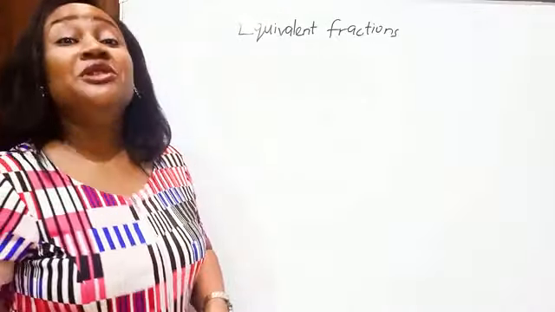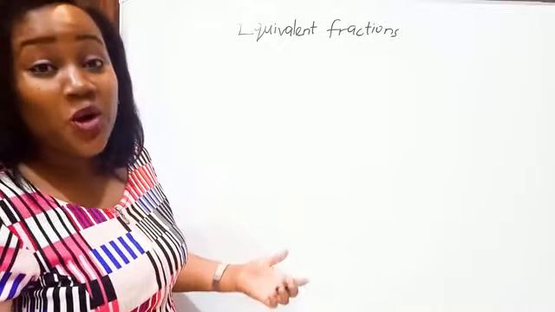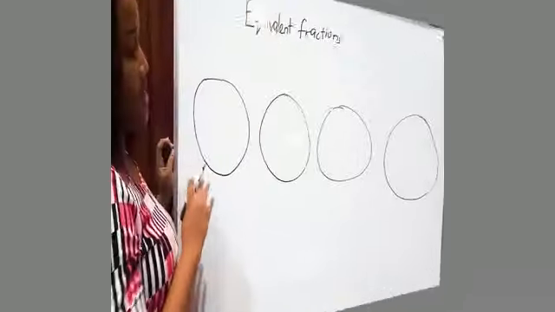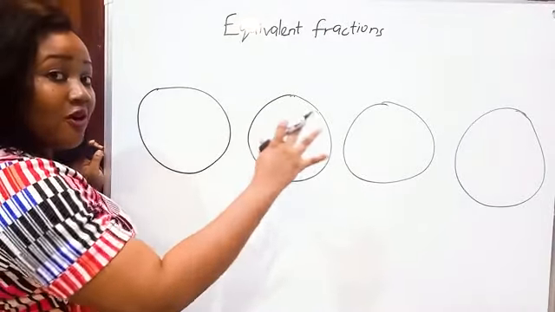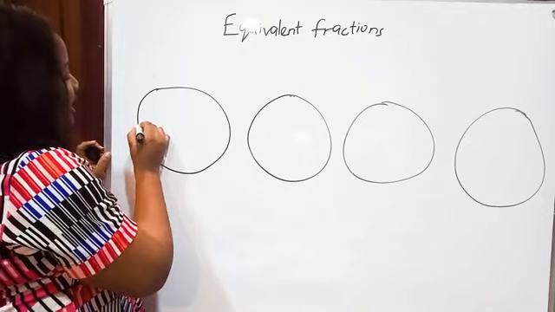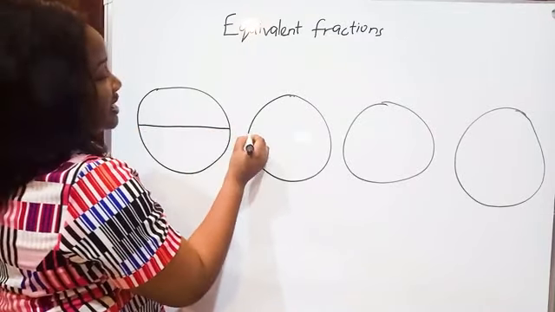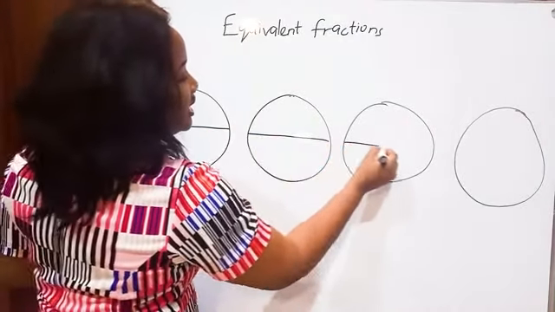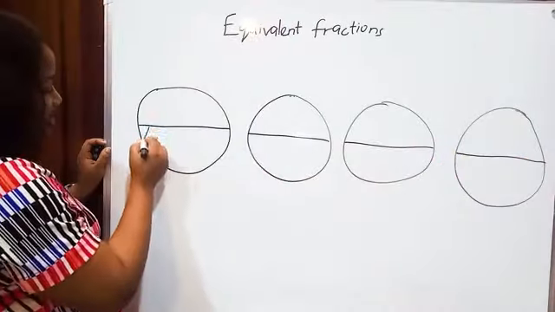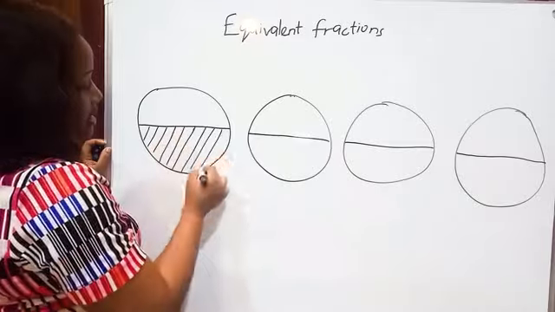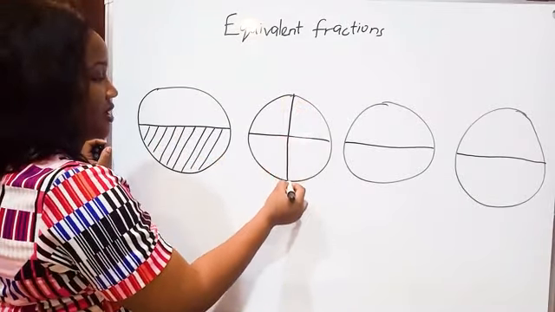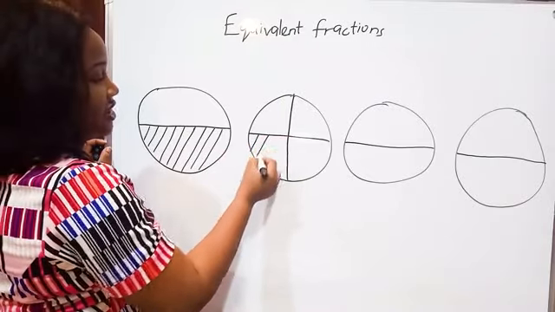Equivalent fractions are those fractions that are equal to each other. Let's take an illustration. Looking at this, you can see we have 4 circles. Now, I divide all the circle into 2, and I shade this part. And I decide to cut this into 2 again and still shade this part.